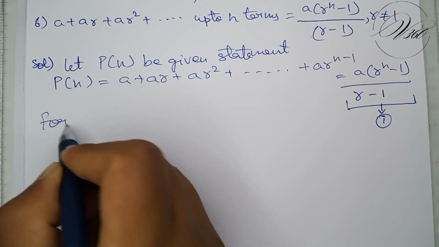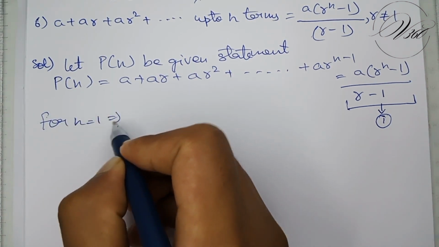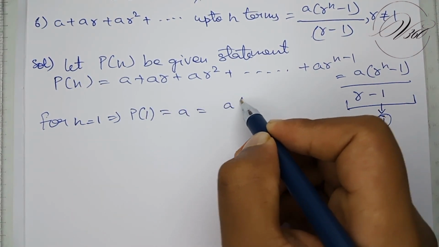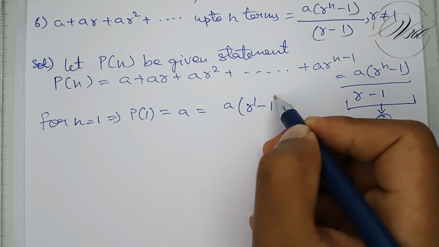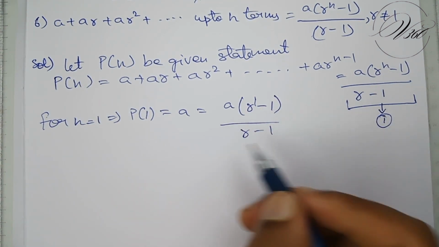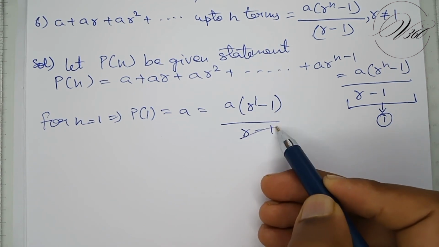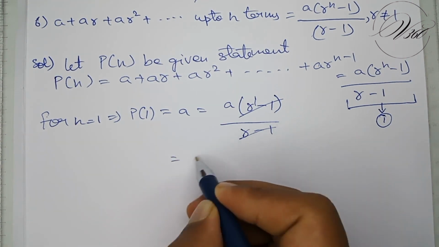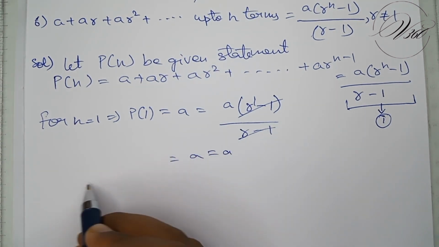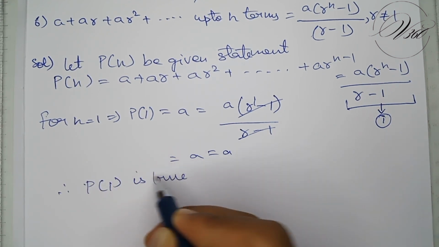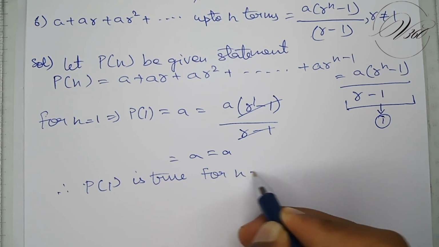Now for n is equal to 1, P of 1 is equal to a, which is a of r to the power 1 minus 1 by r minus 1. Here r minus 1 and r minus 1 get cancelled, and we get a is equal to a. Therefore P of 1 is true for n is equal to 1.